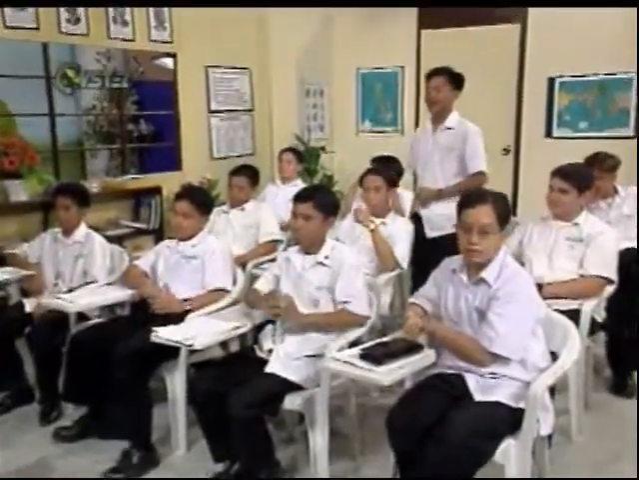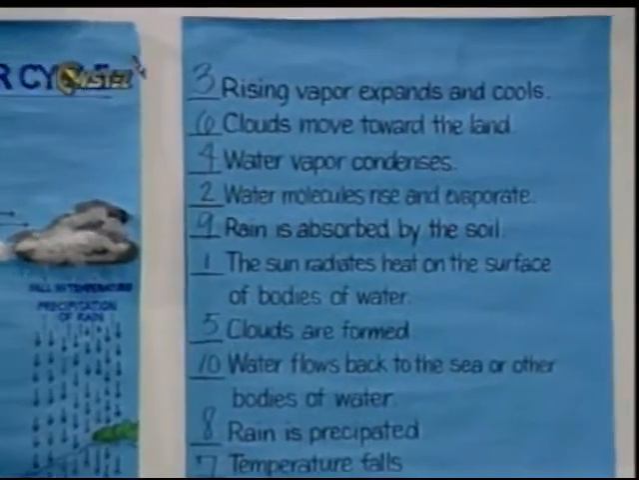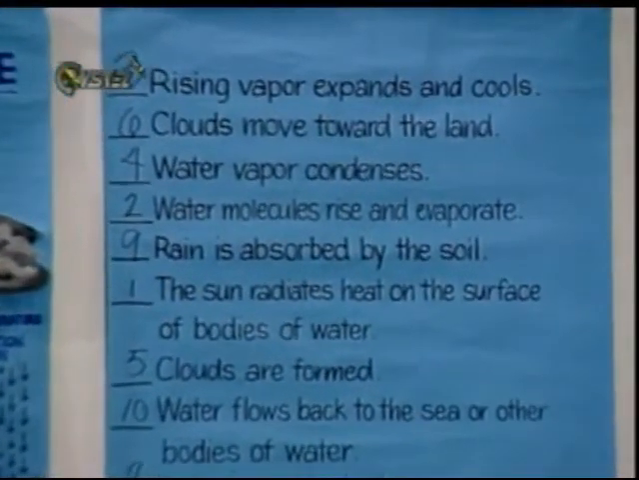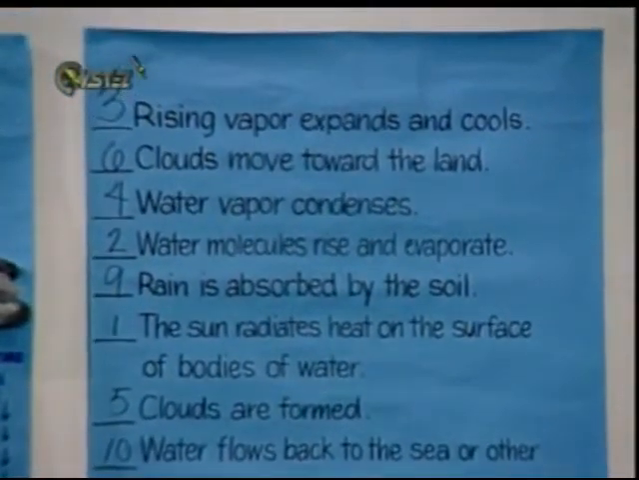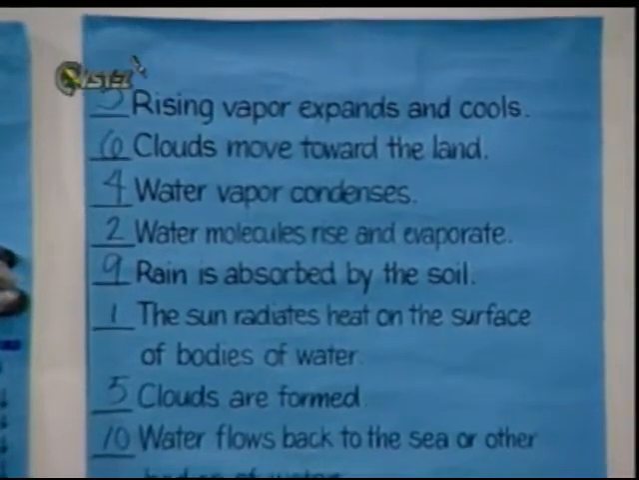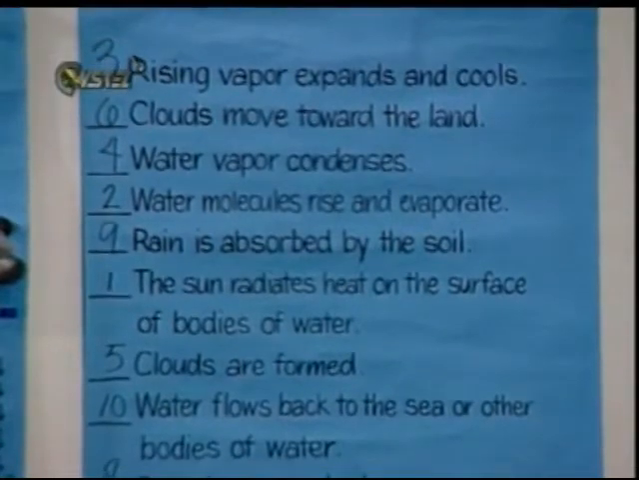The sun radiates heat on the surface of bodies of water. Then 2, water molecules rise and evaporate. 3, rising vapor expands and cools. 4, water vapor condenses. 5, clouds are formed. 6, clouds move toward the land.